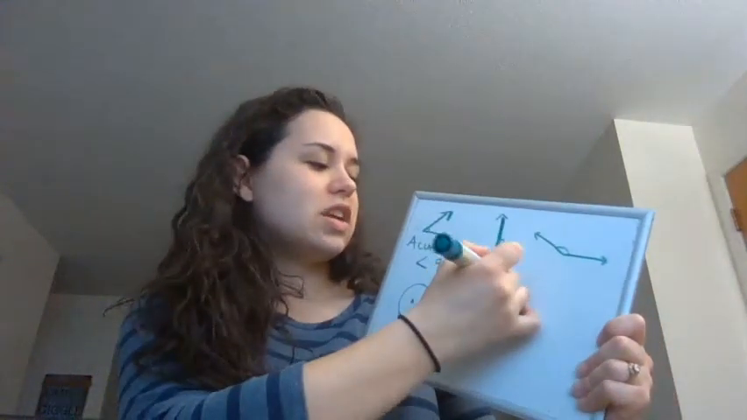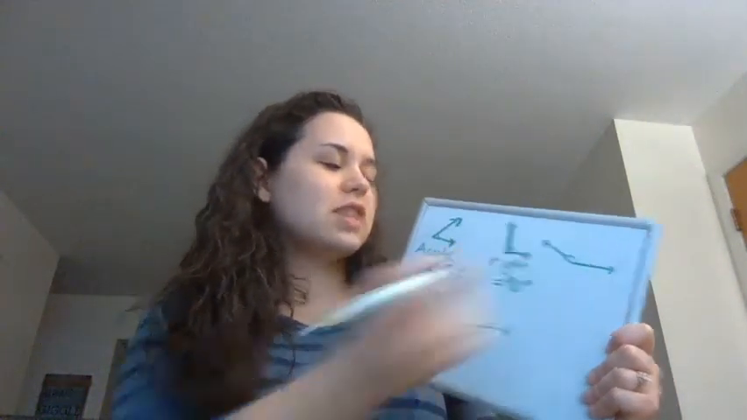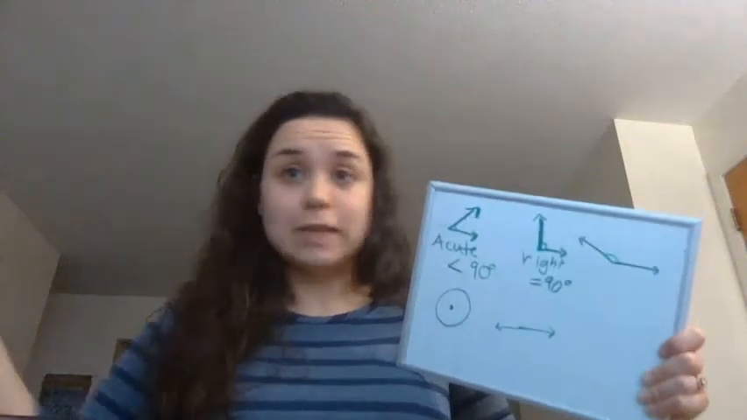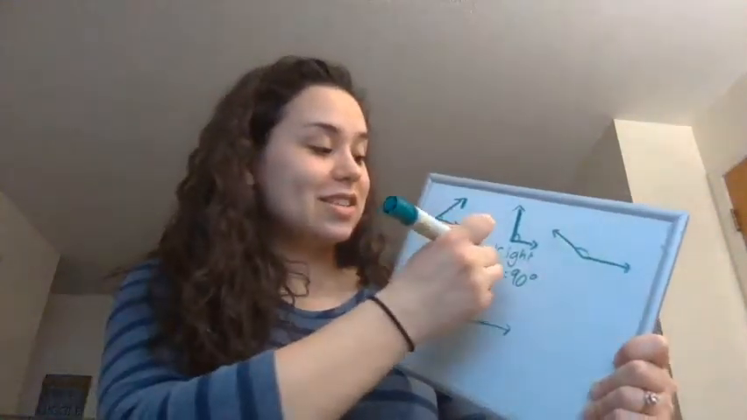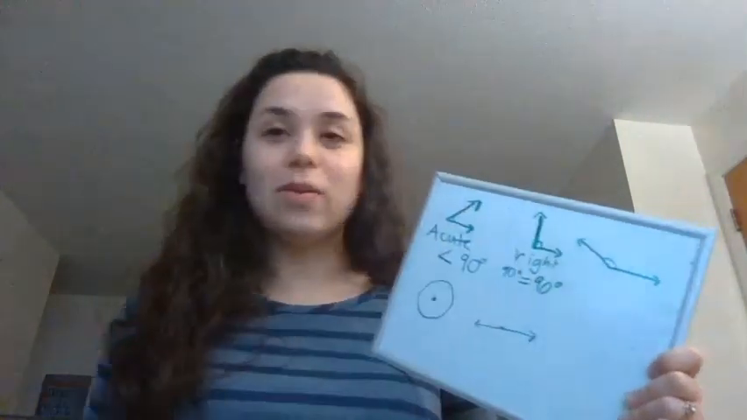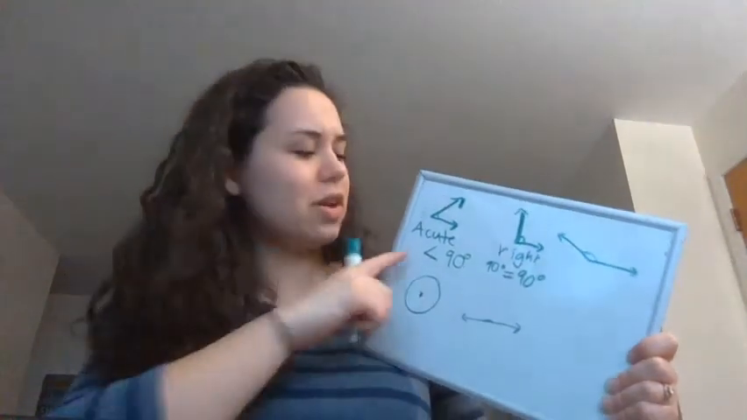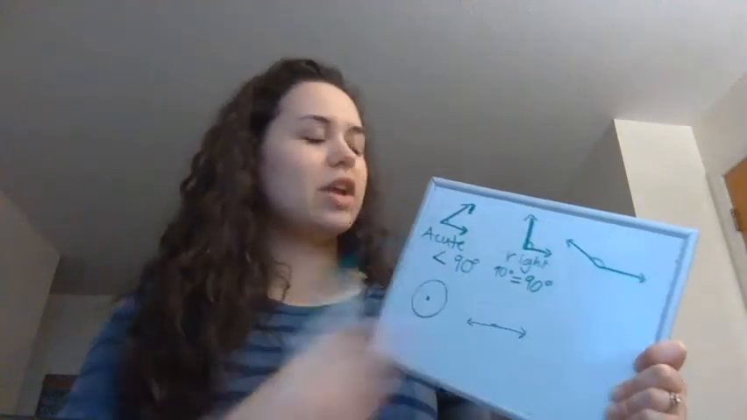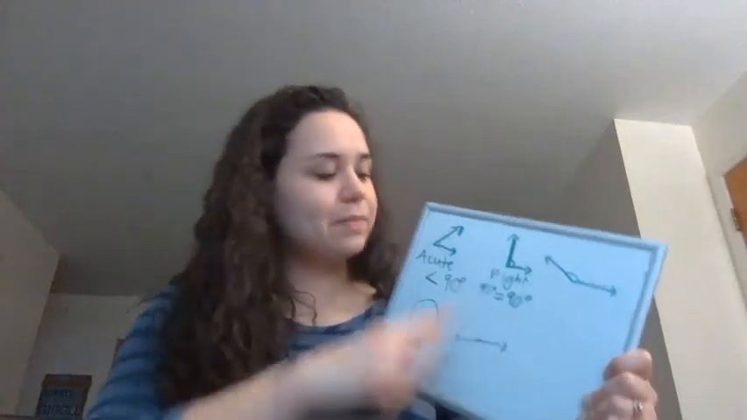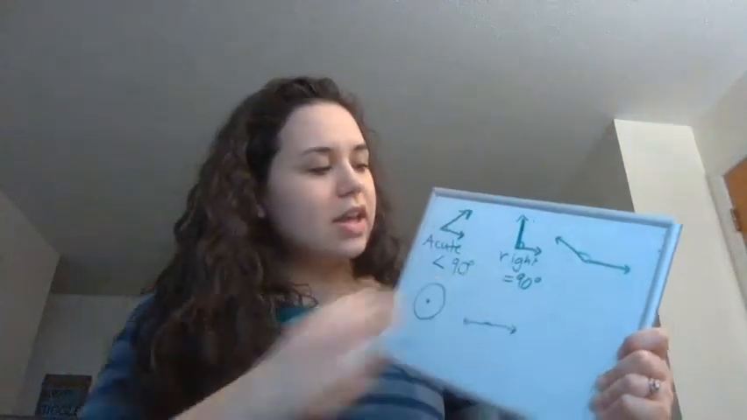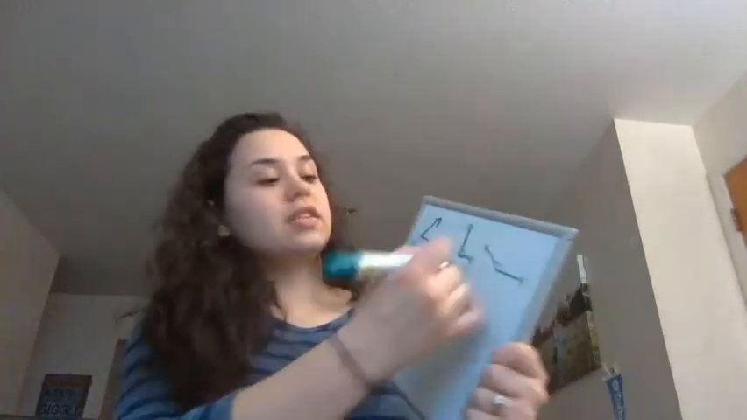Right angle, we said, is equal to 90 degrees. So let's think of something that's equal to 90 degrees. 90 degrees is the only thing equal to 90 degrees. So that's the only measurement it can be. Acute angles can have lots of different measurements. Right angles only have one, and it is 90. Okay? Next I have obtuse.